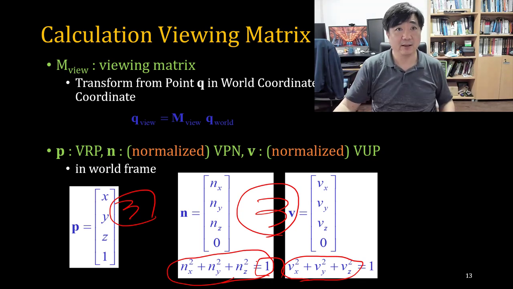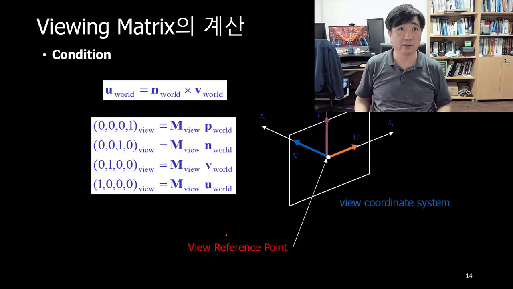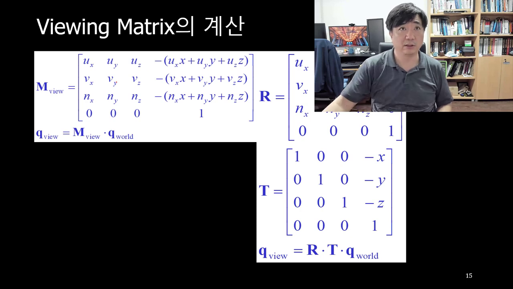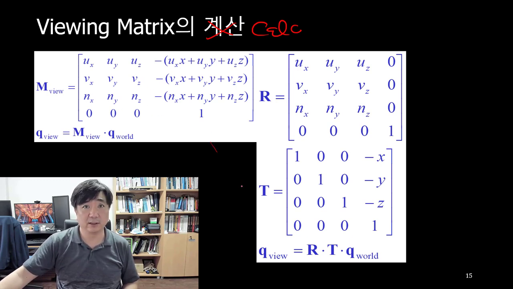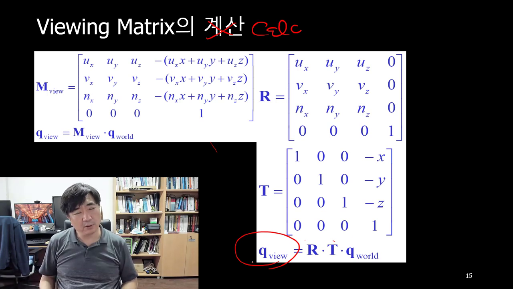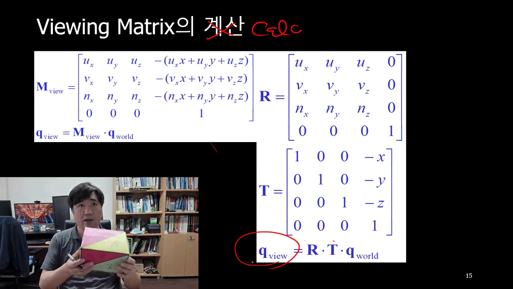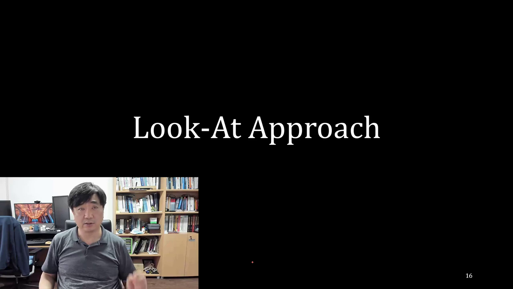Okay, and then there are the normal vector and the up vector. Then you can calculate it with this equation. Okay, how can you calculate it? With this, we can translate and rotate in world coordinates, translate and rotate. It is the Q vector, so we can calculate it. But the problem is, this calculation is not easy, because it is very hard to calculate the normal vector and up vector. So we change the equation approach.